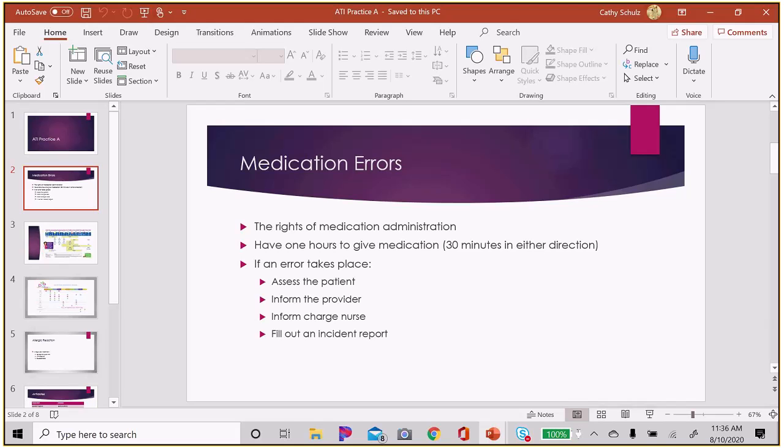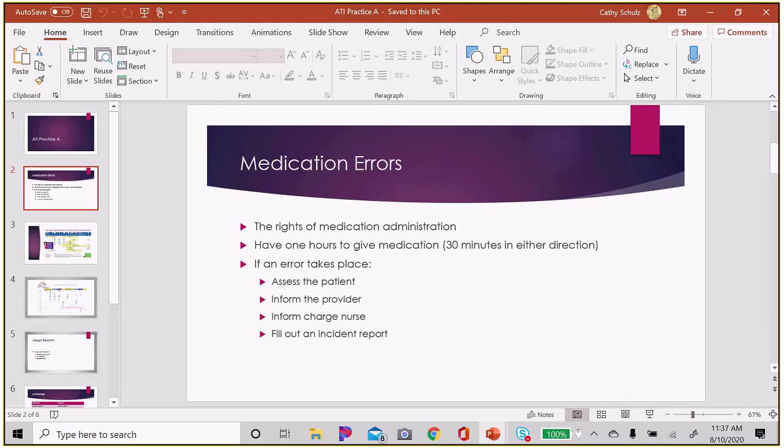For the one where someone got metformin or something they shouldn't have gotten, the first thing is to check the blood sugar and then inform the provider. Those are very close to each other, but the provider is going to want to know that information. The rules per ATI are that you would then inform the charge nurse that you made this error so they are aware, and then fill out an incident report. So that is the correct order.